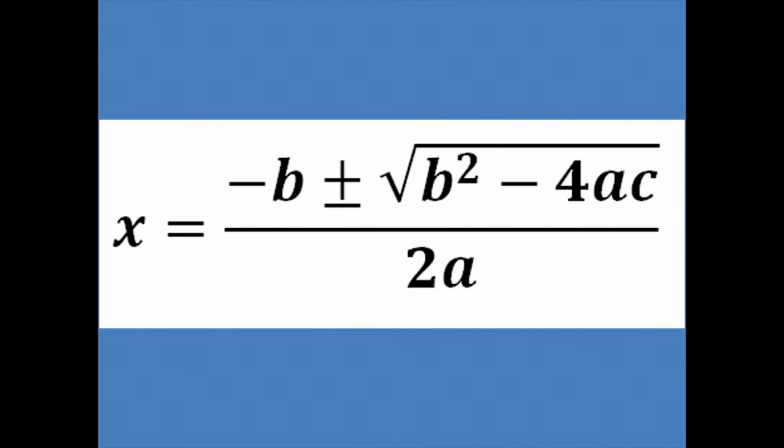Next thing is we have the quadratic formula, which is also one method to find the roots, where it is stated that x, or our root, is equal to negative b plus or minus the square root of b squared minus 4ac divided by twice the value of a. So that's basically the quadratic formula.